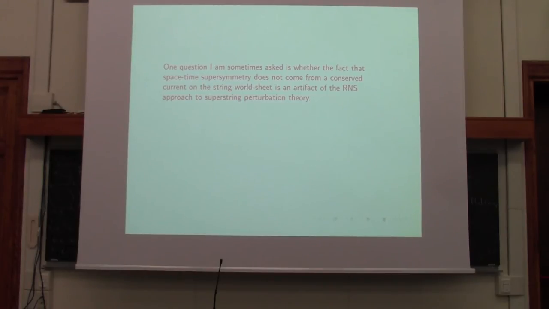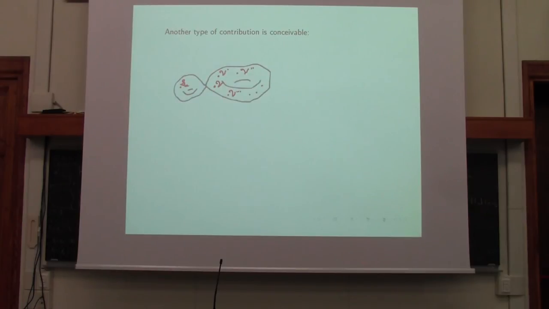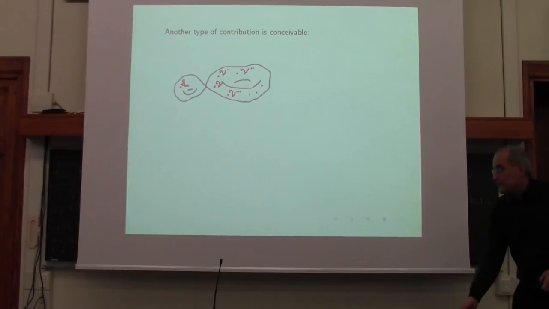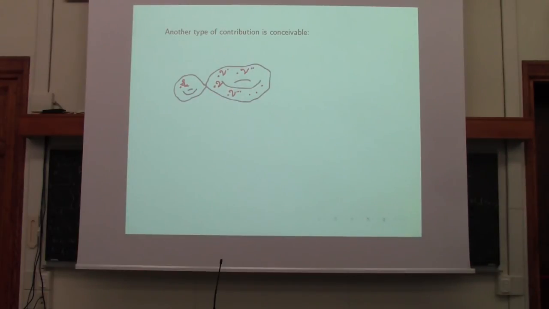Yes? You want space-time supersymmetry to be preserved or not? Well, I want to know what happens to the actual model. So I have a criterion. Space-time supersymmetry is preserved if and only if this matrix element on the alpha-prime term vanishes. In models, typically that's true. And when it's true, you can usually prove it without any trouble.